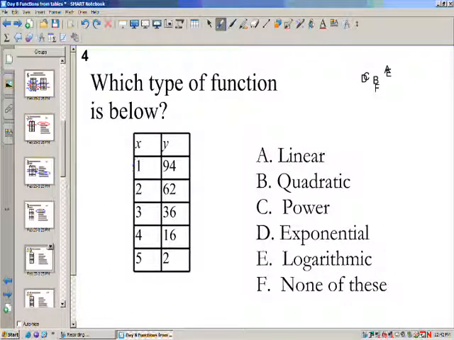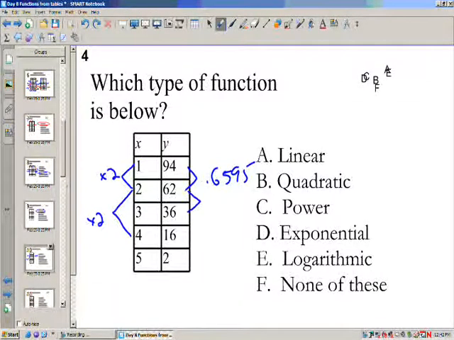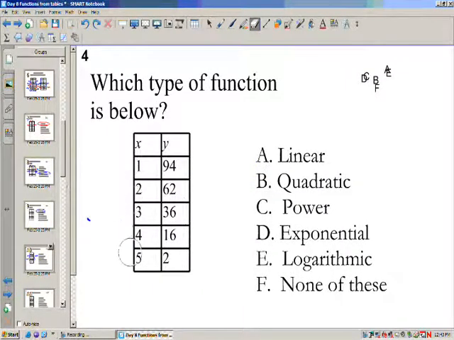This one, we're multiplying by 2. And how do I get from here to here? 62 divided by 94. Oh, I got some weird decimal, like 0.65. Now, if I multiplied by 2 here, I would have to multiply that times 62 to get 16. And you know what? That just doesn't work. So if I multiply, this was like 0.6595 something, and that doesn't get me there, nor does it get me there. So I'm going to scrap that.